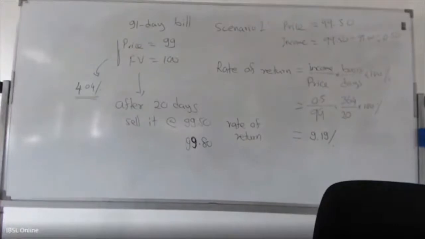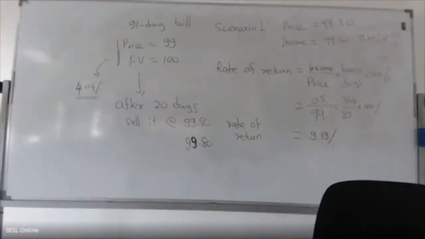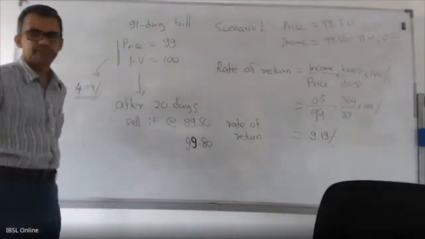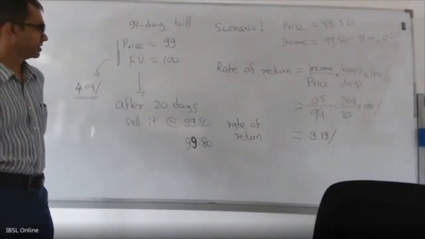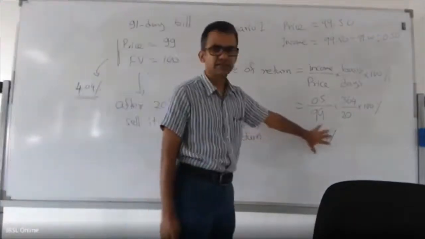What would be the reason? What would be the possible reason behind this gain? Interest rate had gone down? Interest rate has gone down. Exactly. When the interest rate has gone down, there is a less discount rate, less discount, and the price goes up. So that's why even for 20 days, he is realizing 9% annualized return.